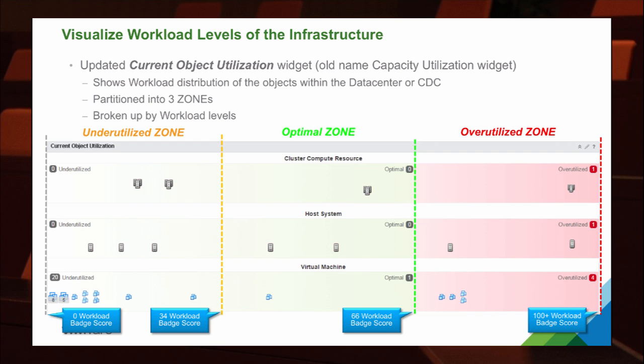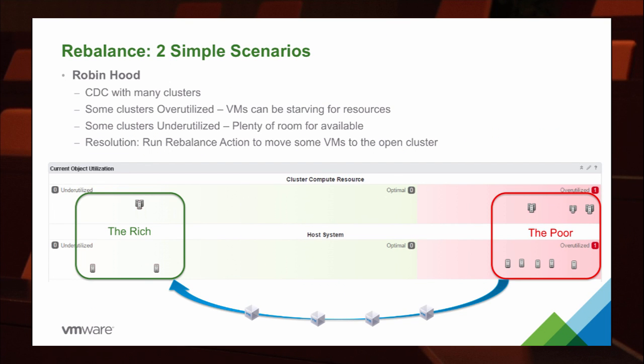So in any individual zone, like we look here inside of the optimal zone, we can see that we have workload levels. We've got the virtual machine, the host system, and the cluster compute resource. And we can see what is optimal, what is overutilized, and what is underutilized. And this will then align with our badge scores so that we have a clear vision of what's going on between these different object utilization zones.